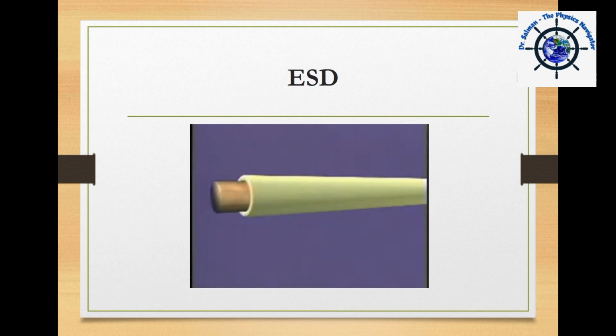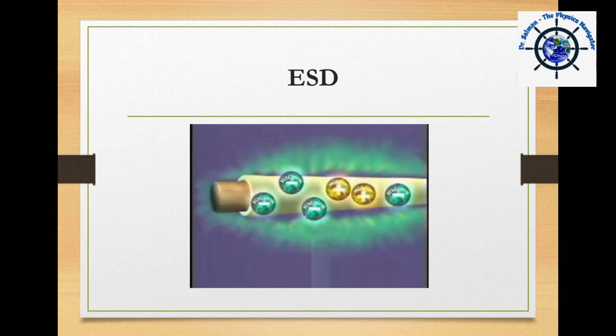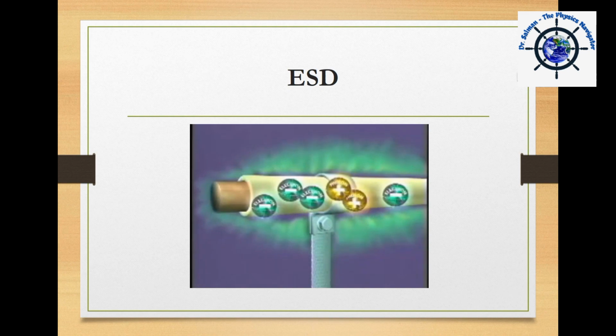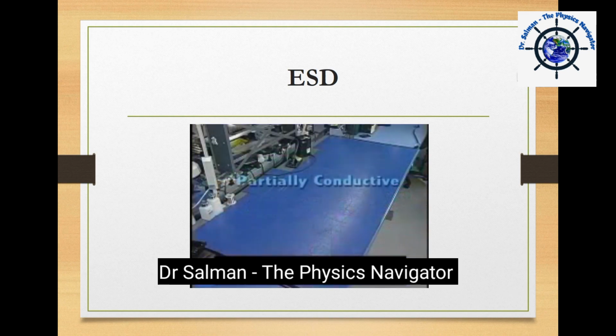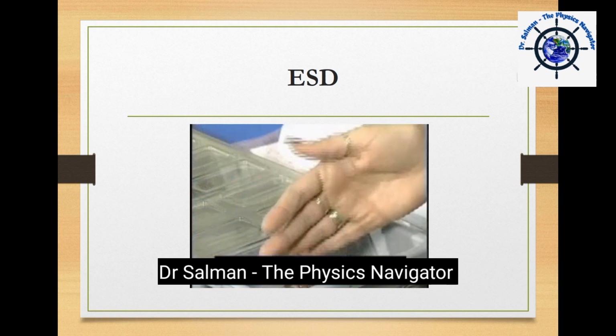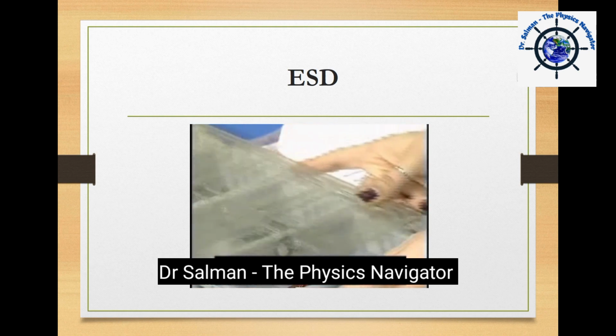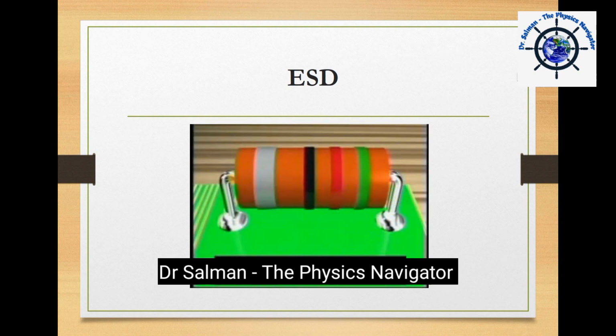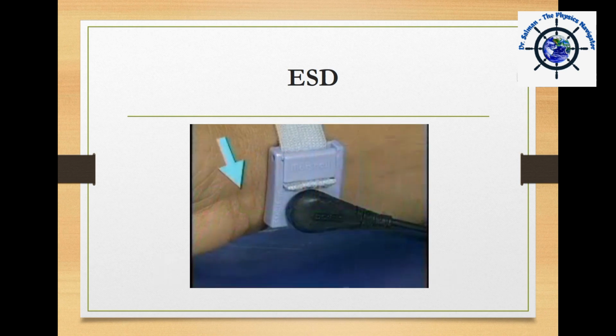Insulators prevent the flow of electricity. As with conductors, these materials can also become charged, but grounding techniques will have little to no effect on charge neutralization. The third material is called partially conductive. Materials that are partially conductive fall somewhere in between conductors and insulators. They are conductors, but not very good conductors.